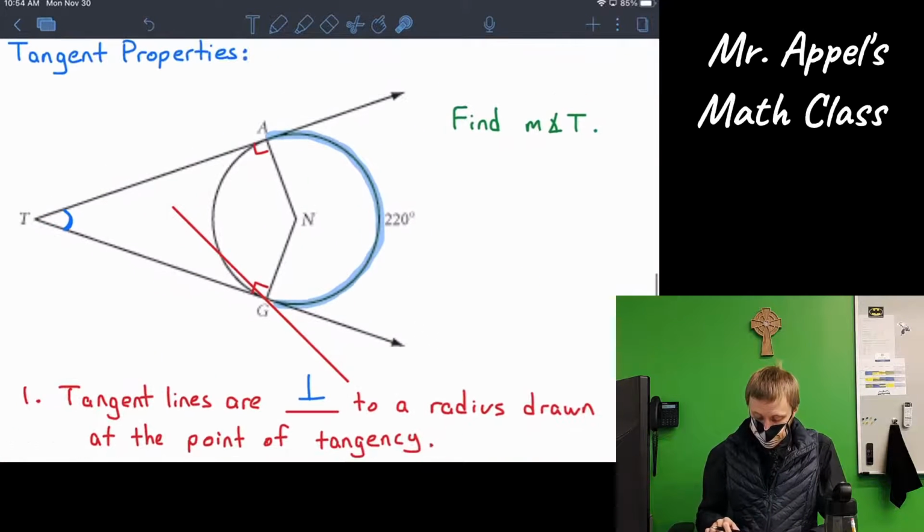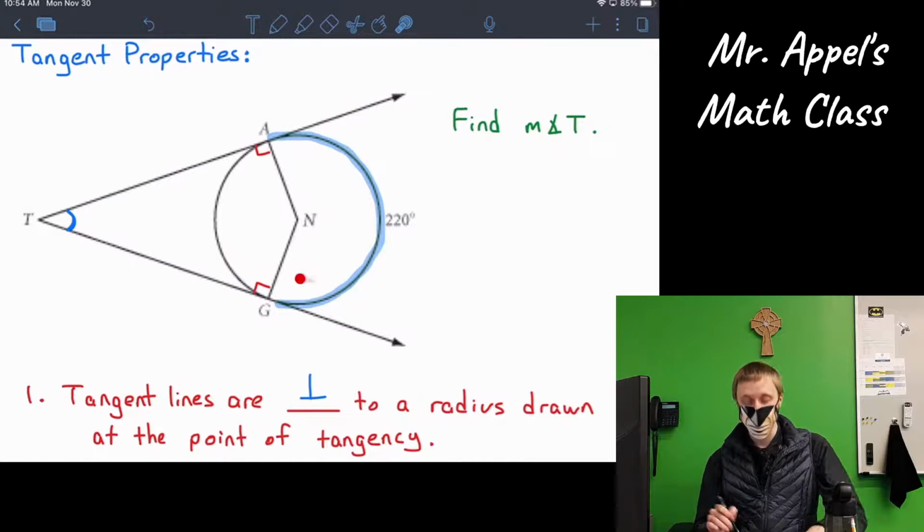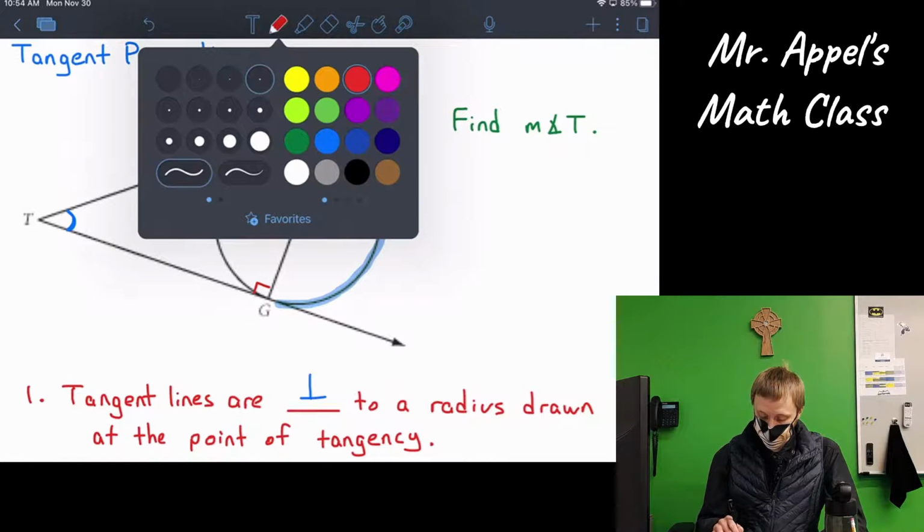So that's pretty handy, because now we know quite a few things about this diagram here. We know that this major arc is 220 degrees. And we could, of course, subtract from the whole circle to find this minor arc, couldn't we? 360 minus 220. What does that give us?